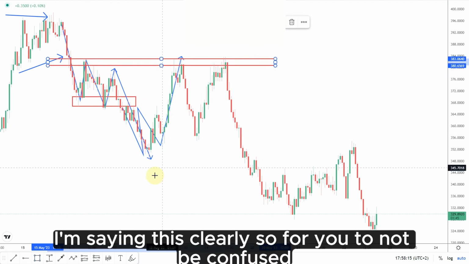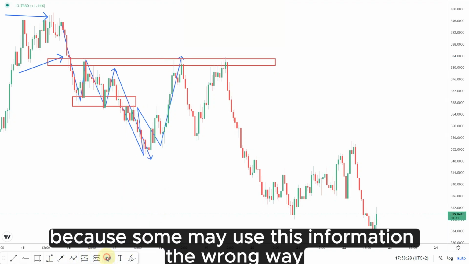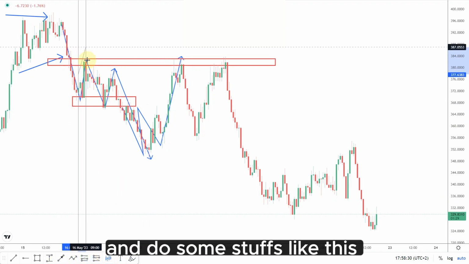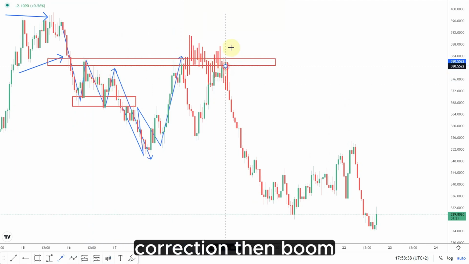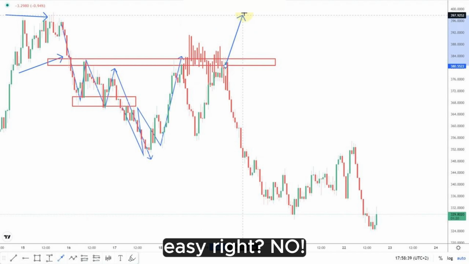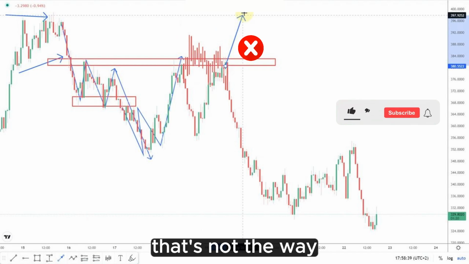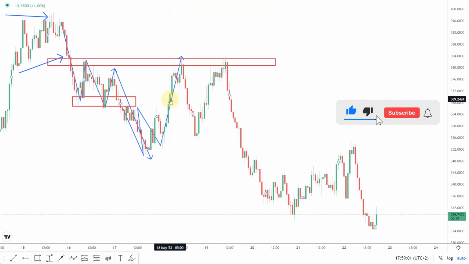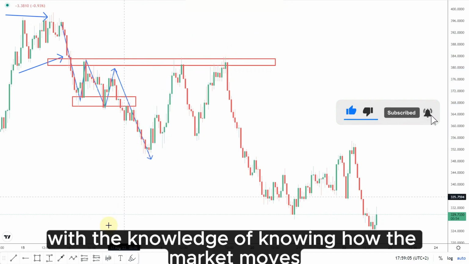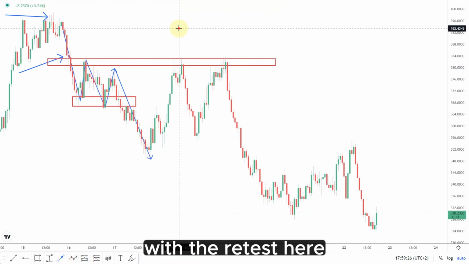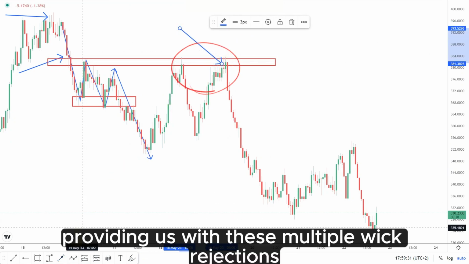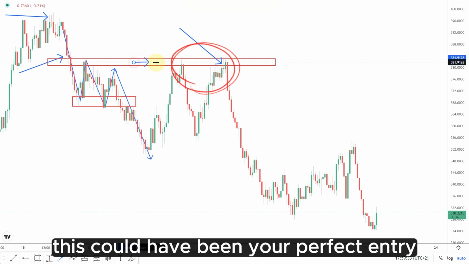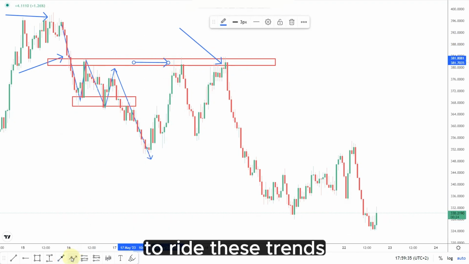I'm saying this clearly so for you to not be confused, because some may use this information the wrong way and do some stuff like this. Correction, then boom, easy, right? No, that's not the way. With the knowledge of knowing how the market moves, with the retest here by this impulsive phase providing us with these multiple weak rejections, this could have been your perfect entry to ride these trends.